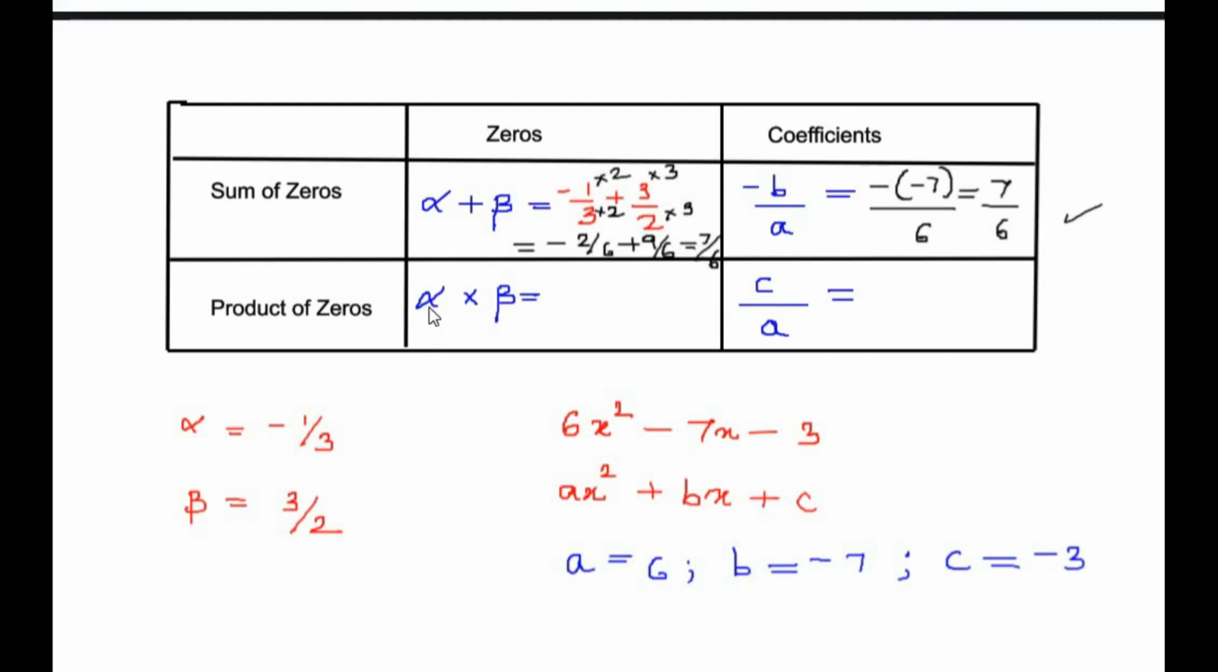Let us check with the products. Alpha is negative 1 over 3 and beta is 3 over 2. So from the fractional multiplication 3 and 3 divide each other. So we are left with negative 1 over 2. And let us check over here for c over a. C we have here as negative 3 and a we have as 6. So again these two will divide, 3 one times, 3 two times, giving us negative 1 over 2. So again you can see negative 1 over 2, negative 1 over 2. The zeros and the coefficients are equal. So this is how we verify the zeros and coefficients of the quadratic polynomial.